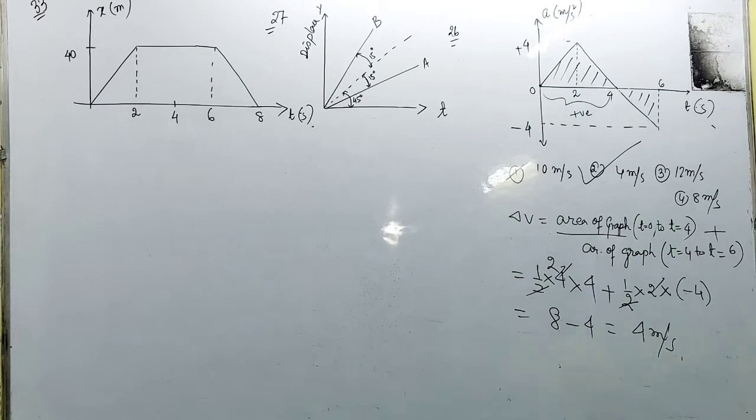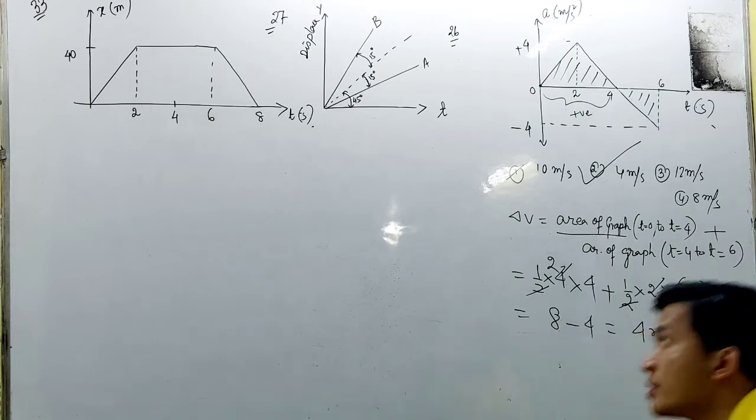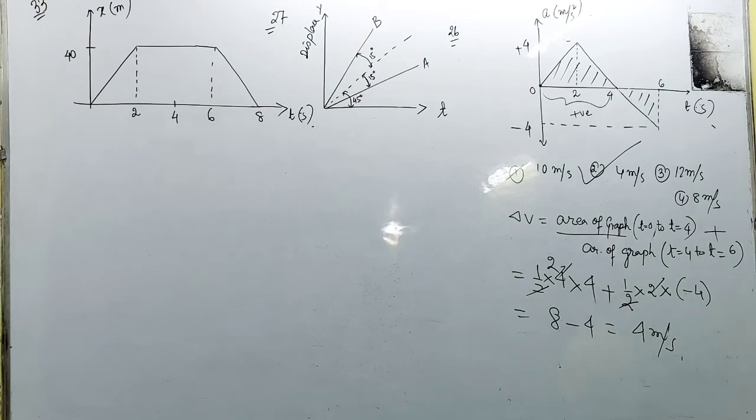Next question, question number 27. We have the displacement time graph, a very simple problem. Now we have to find out the velocity of graph A and the velocity of graph B.